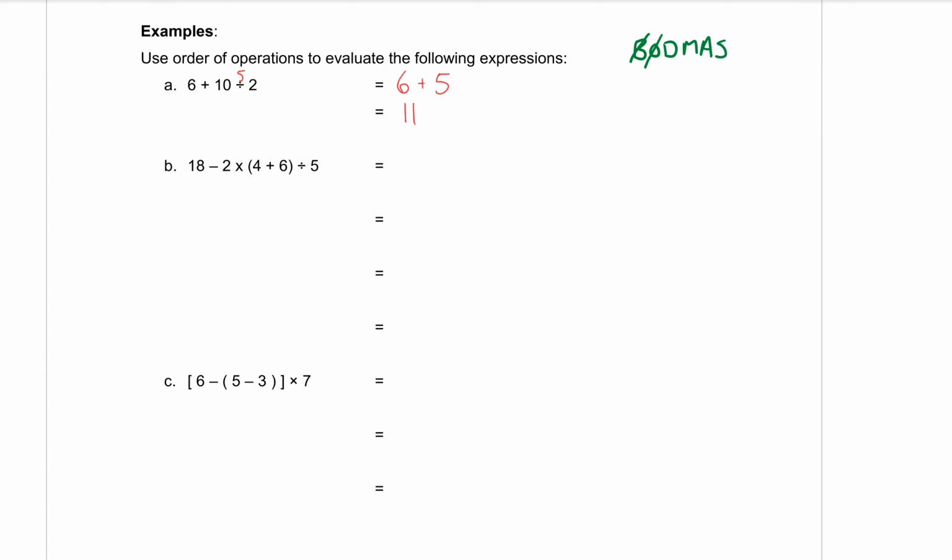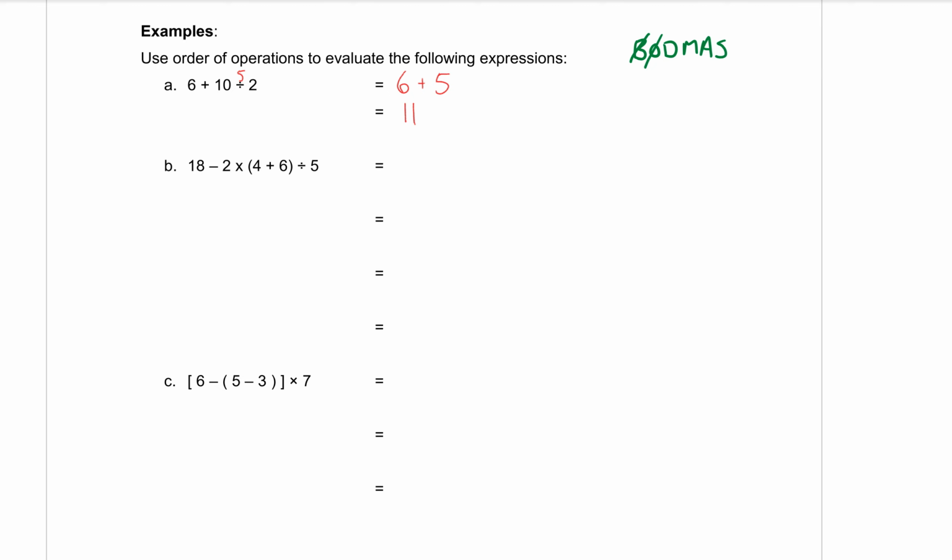Otherwise, I get people who will go 10 divided by 2 is 5, and then they'll go equals plus 6, and then equals again. You can't delete things and then add them back in later. They all have to stay in there the whole way through the question. Does that make sense? Yeah. We're going to practice it some more.